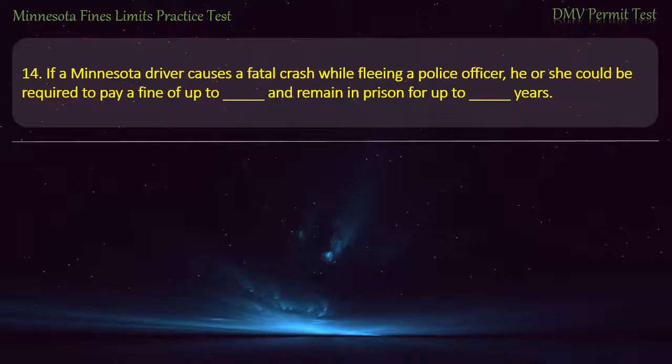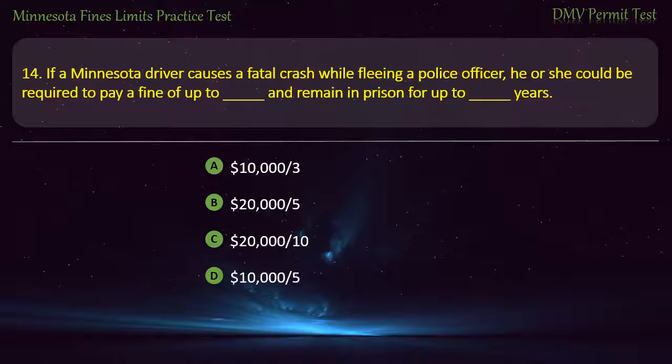Question 14. If a Minnesota driver causes a fatal crash while fleeing a police officer, he or she could be required to pay a fine of up to blank and remain in prison for up to blank years. $10,000, 3. $20,000, 5. $20,000, 10. $10,000, 5. Answer. $20,000, 10.